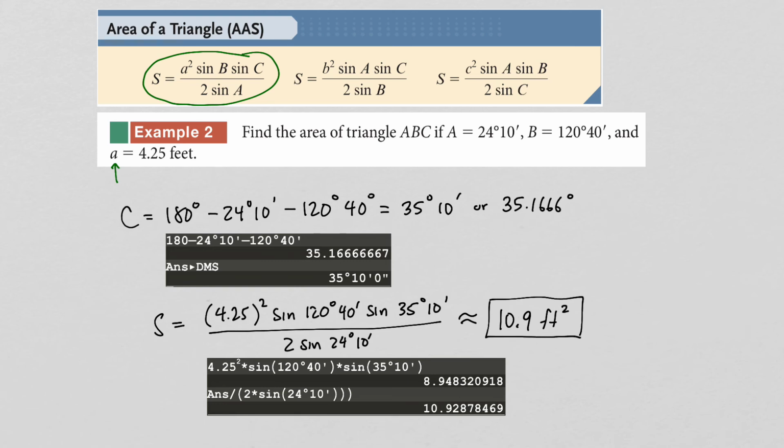So technically here we have 4.25. We should have feet in there. And when you square the feet, you get square feet.